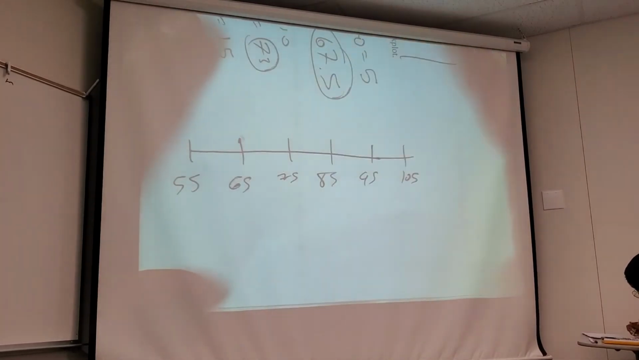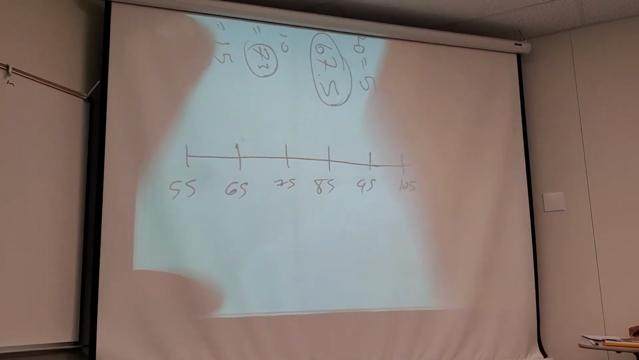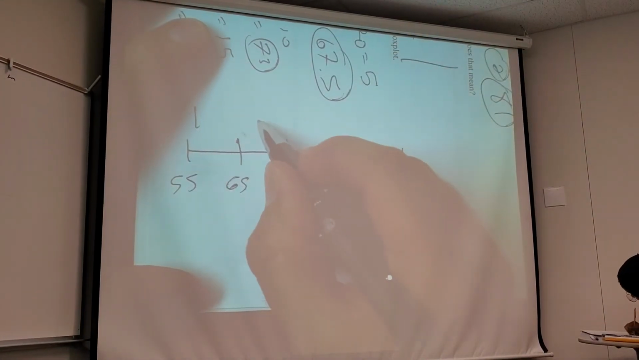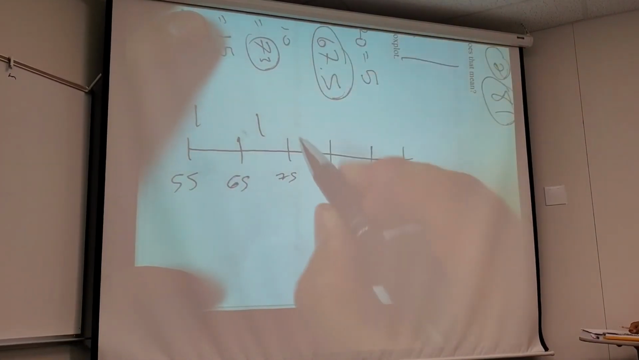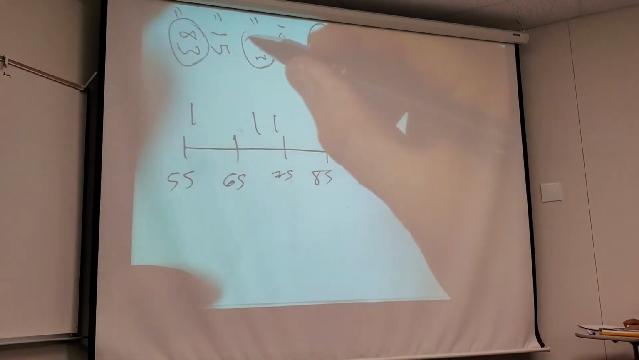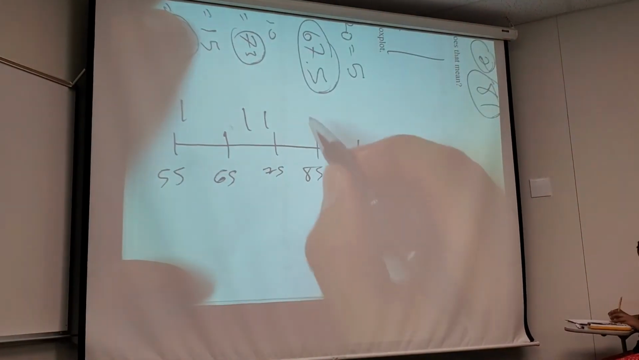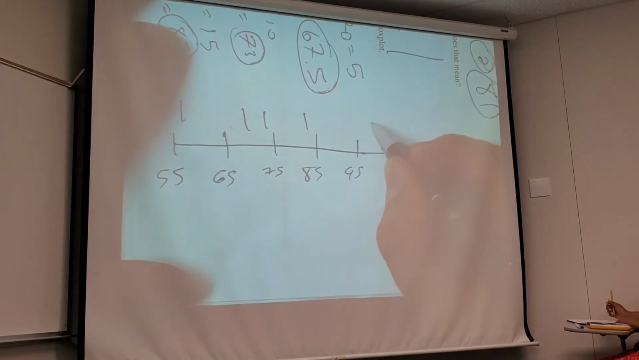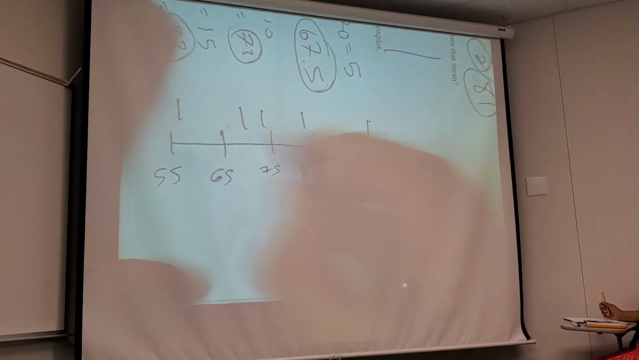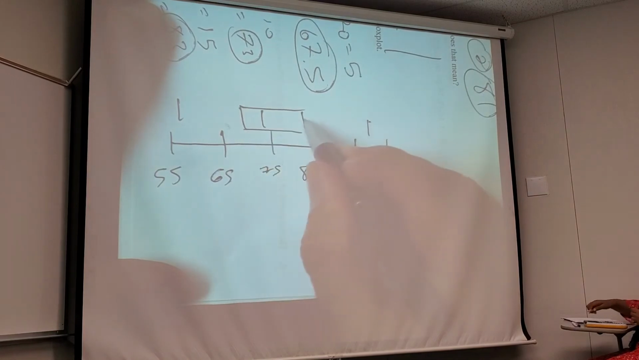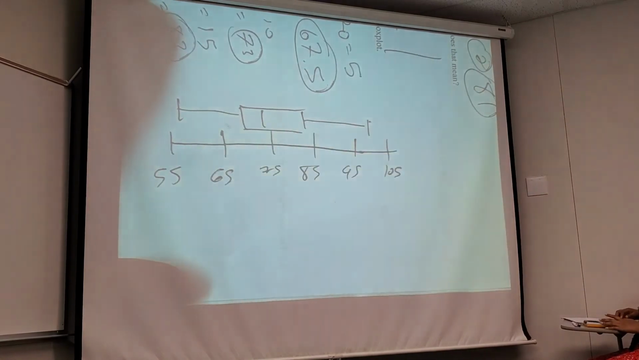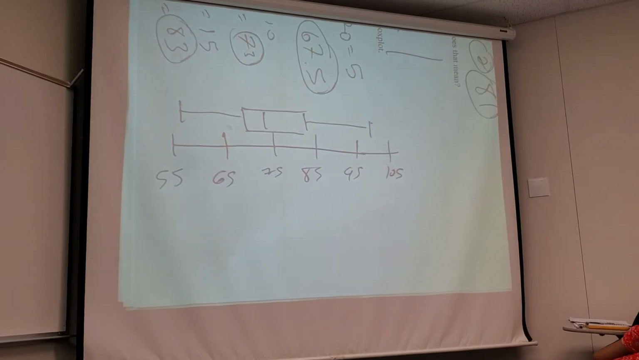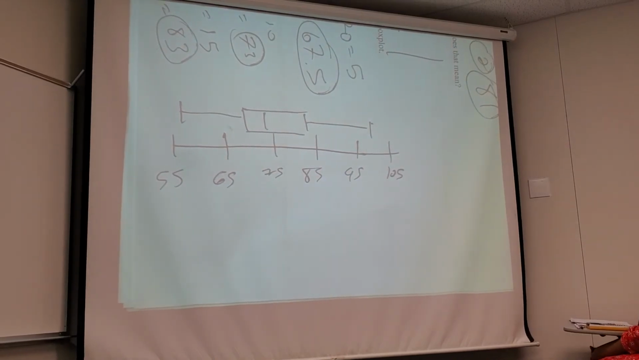And now you just draw your lines in. So the low was 56. Q1 was 67.5. Q2 is 73. Q3 was 83. And the highest one was 98. Everybody should look roughly like that, based on what your scale was.